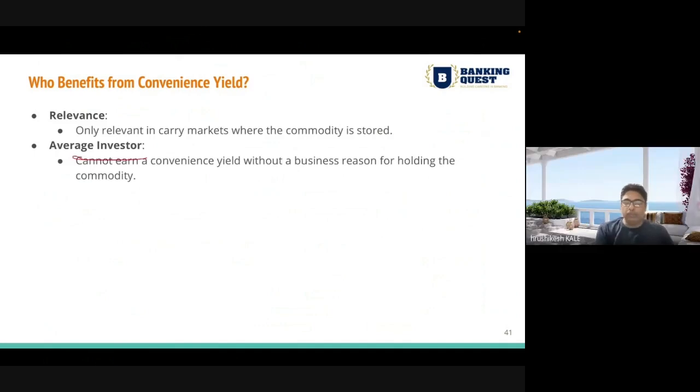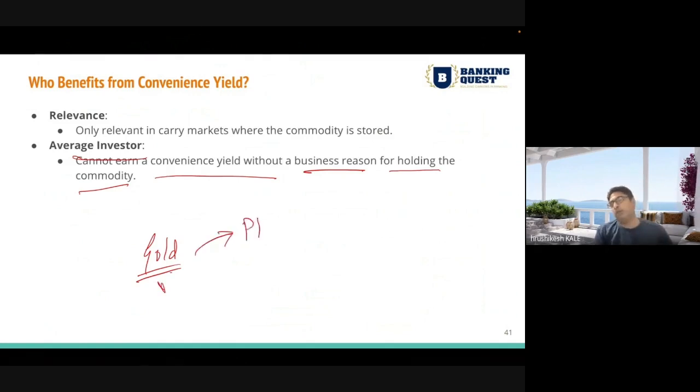Now, an average investor cannot earn convenience yield without a business reason. So I'm keeping gold, I do not have any profit from the gold, I have pledged it to take a business loan. So it is not relevant to retail investors.